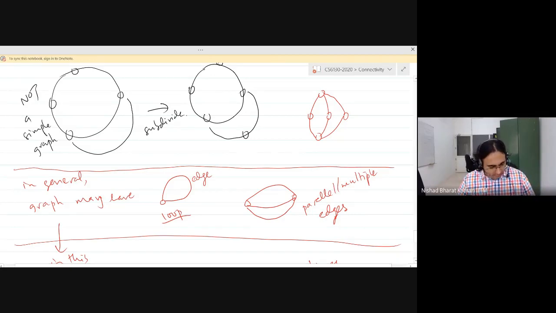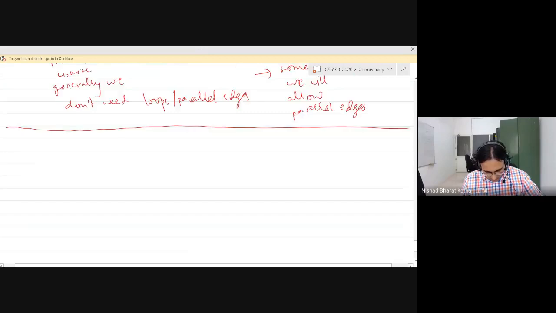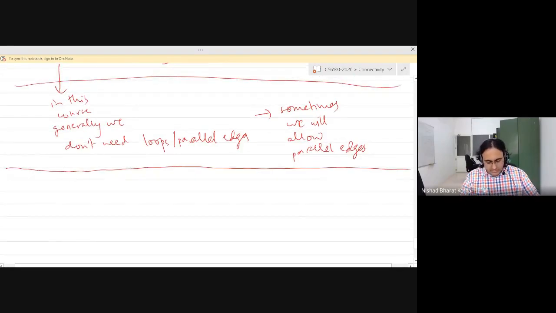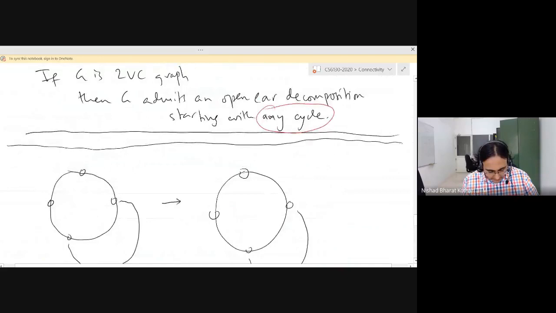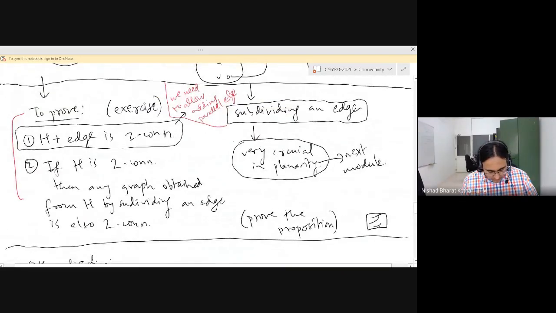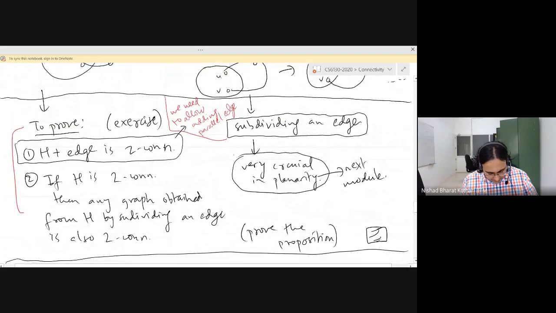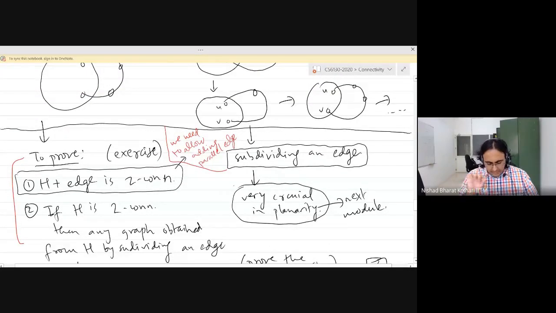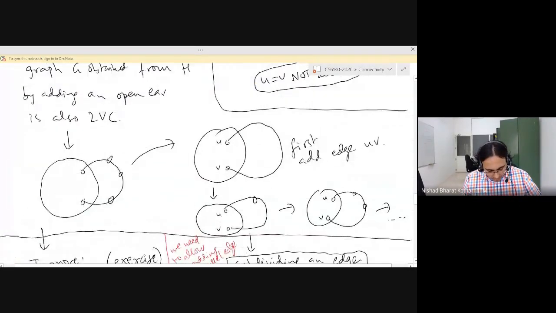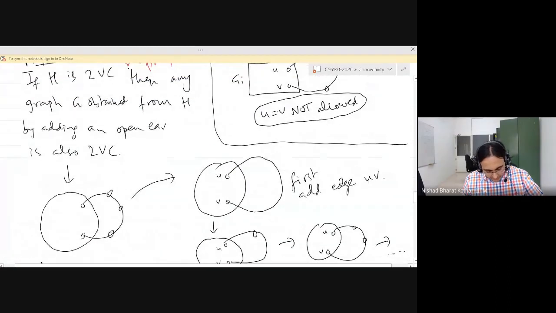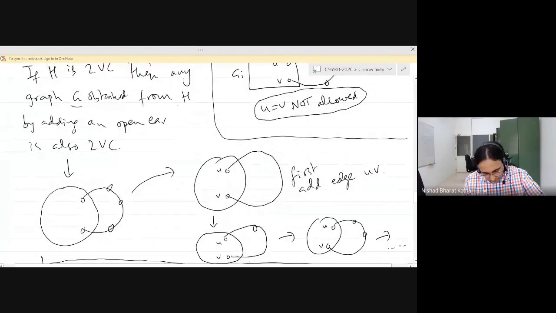At the end of last lecture, there was some discussion related to one of the things we discussed. What we discussed was how to prove that when you add an open ear to the graph H and you get another graph G, then the resulting graph is also two vertex connected. So H is two vertex connected. We want to prove that G is also two vertex connected.